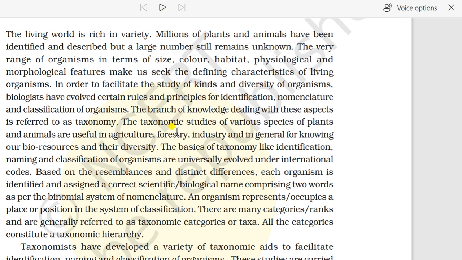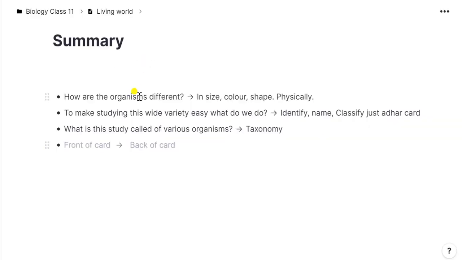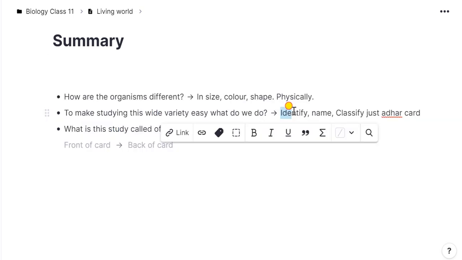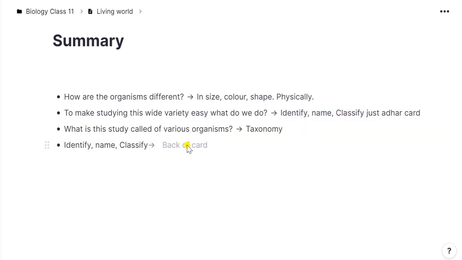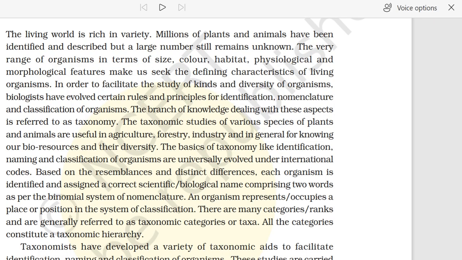So the basics of taxonomy, like identification, naming, and classification of organisms, are universally evolved under international codes. So these things are universally used in international codes, right? Identification and classification. What are these international codes? We will learn about them. They have a certain way of writing all of these.